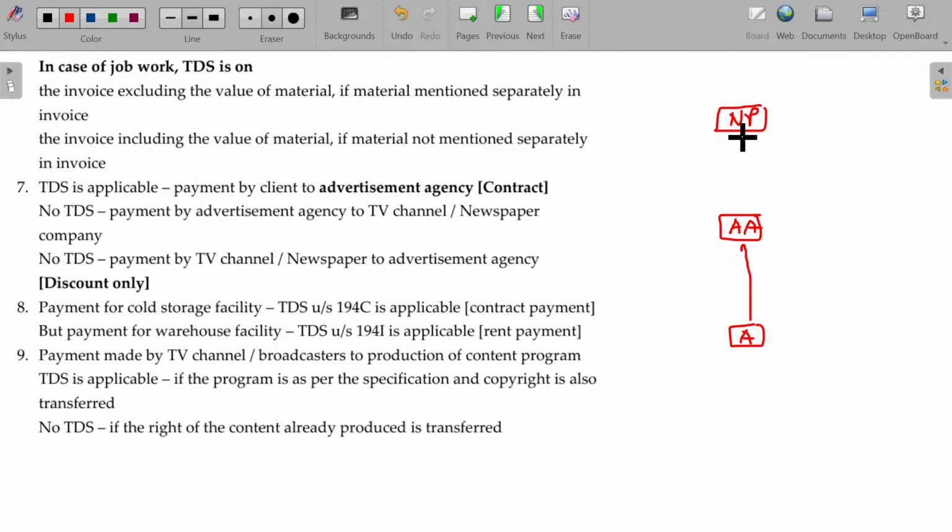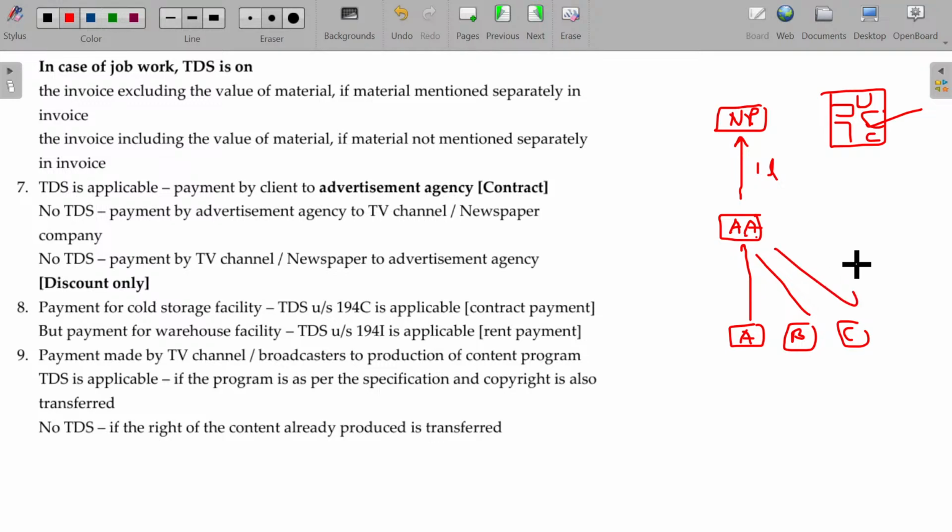This advertising agency books the advertising page with the newspaper. Sir, I want this much size for my advertisement. Take 1 lakh rupees. The advertising agency may split and sell to n number of different customers. Clear? Now, the newspaper sells the space and the advertising agency sells the space to various advertisers A, B, C and so on, all by collecting 10,000 each.